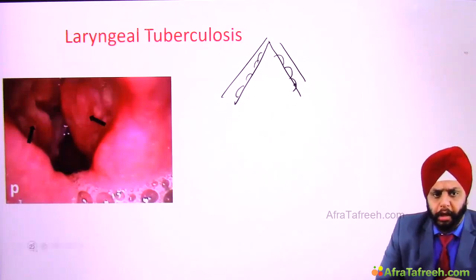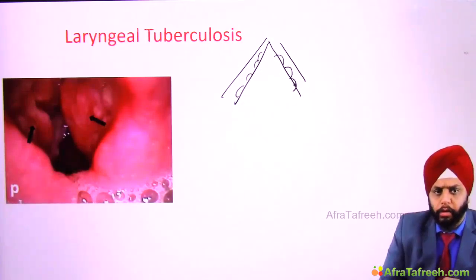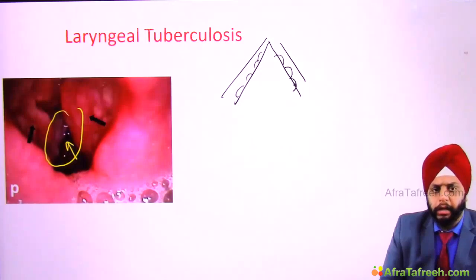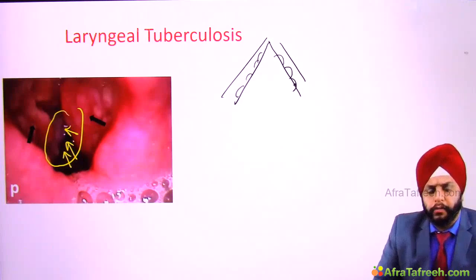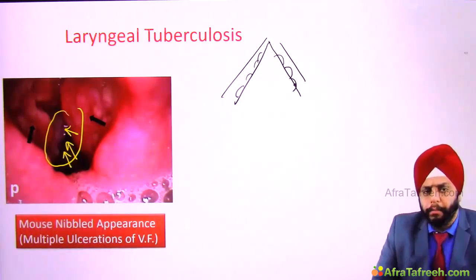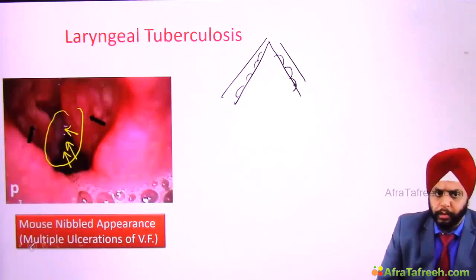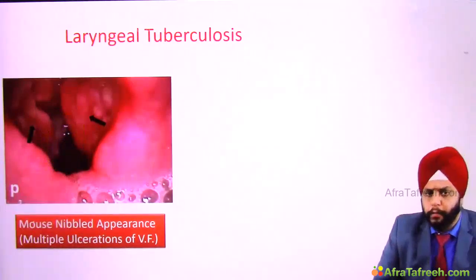So you see over here, don't look at these arrows, look at this vocal fold below. And you can see that there are multiple ulcerations on the vocal fold. This is known as mouse nibbled appearance of the vocal fold. Okay, so mouse nibbled appearance of the vocal fold.